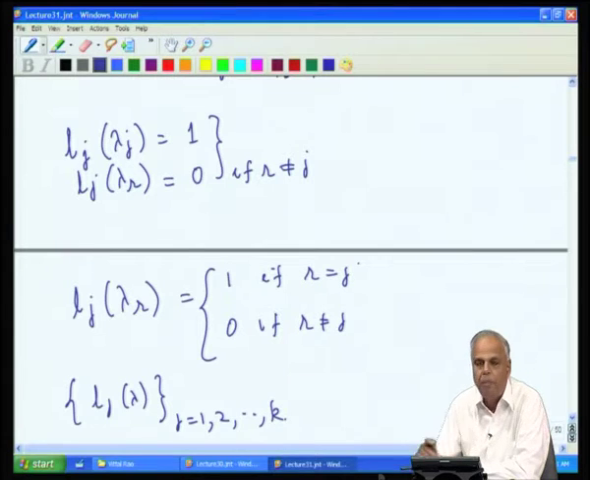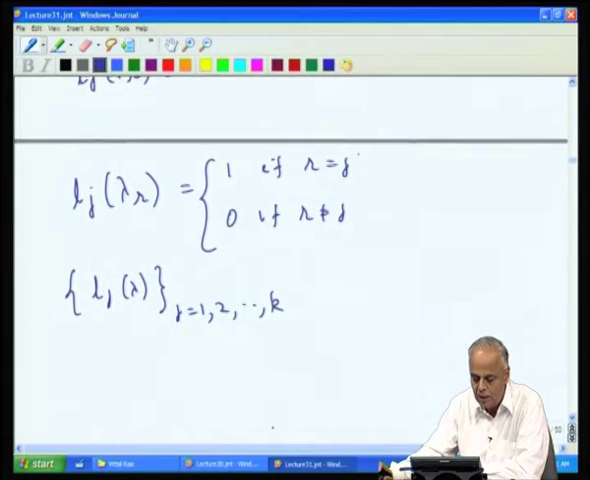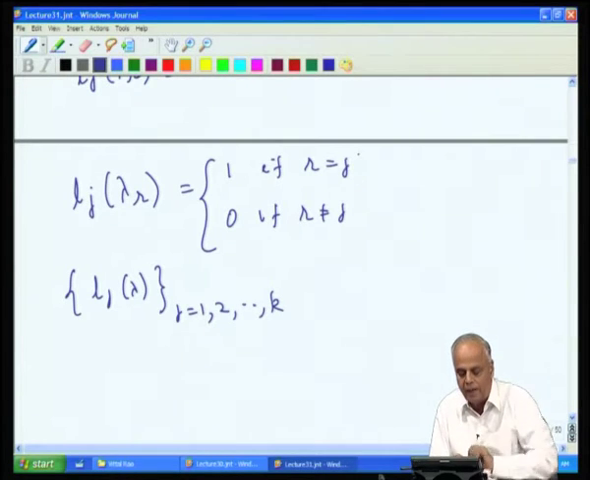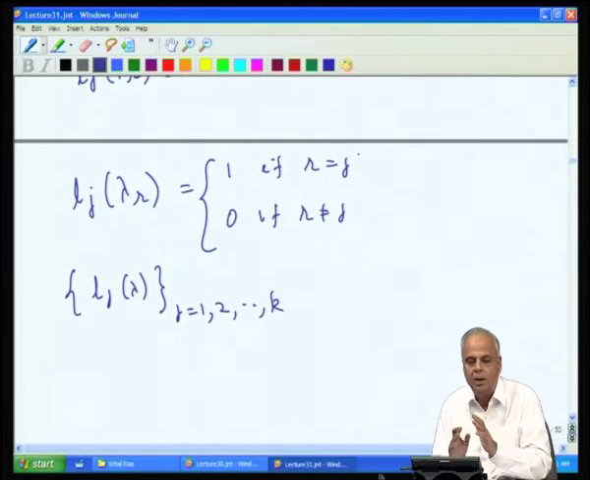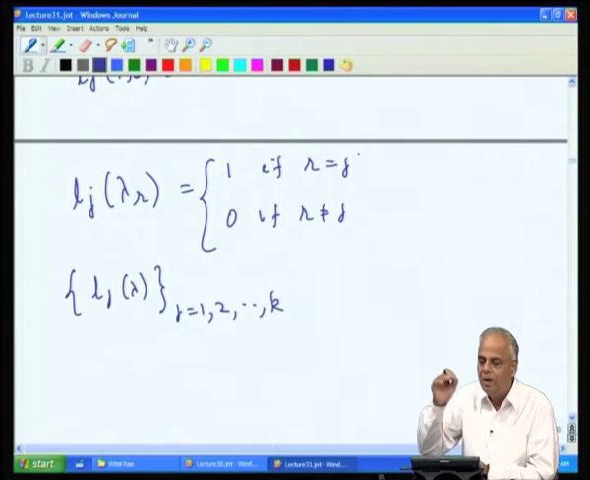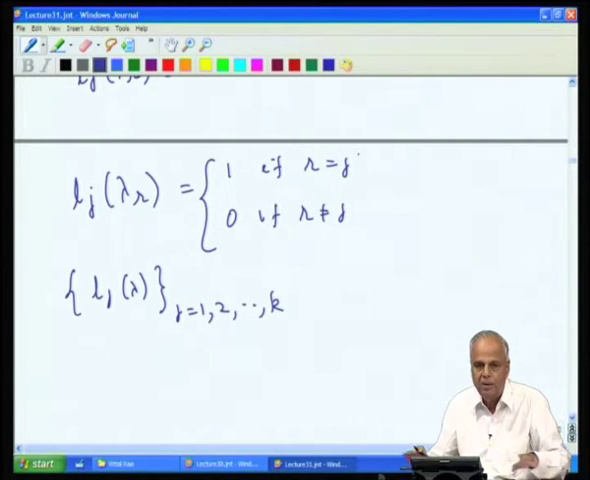So, we have got k polynomials such that each polynomial lights up at one particular eigenvalue and dies off at the other eigenvalues. L 1 takes the value 1 at lambda 1 and 0 at all the other lambda j's. L 2 takes the value 1 at lambda 2 and dies off at all the others.